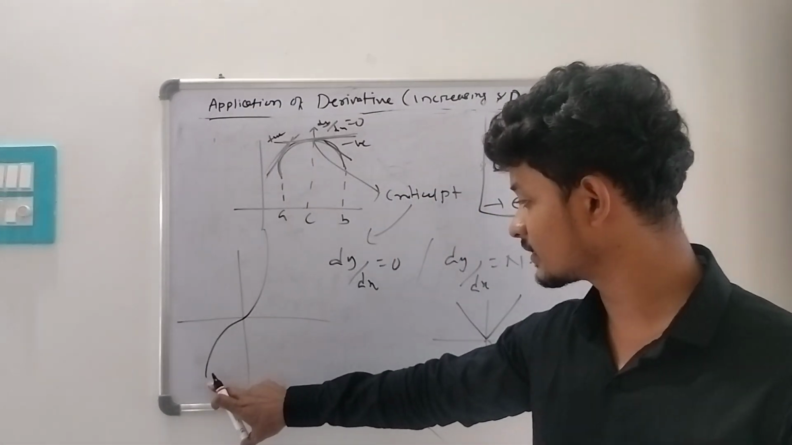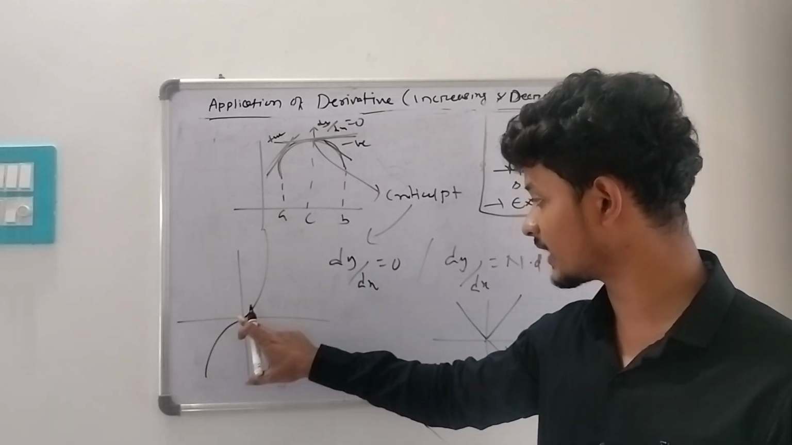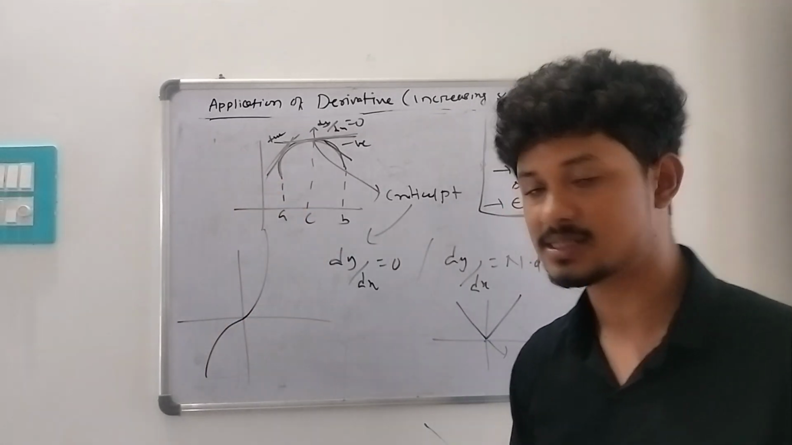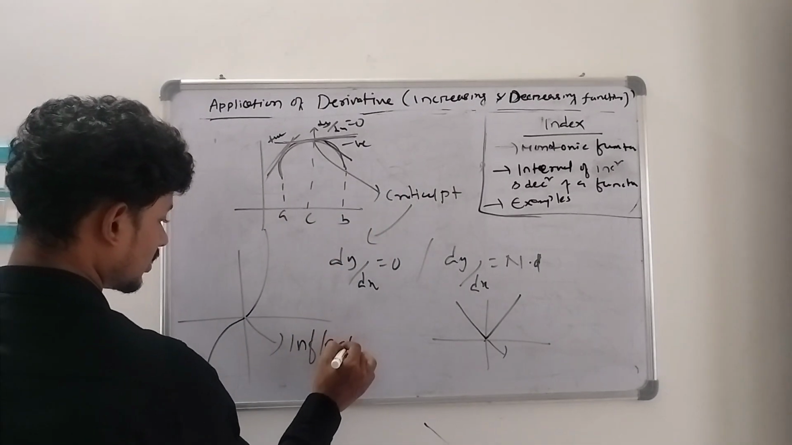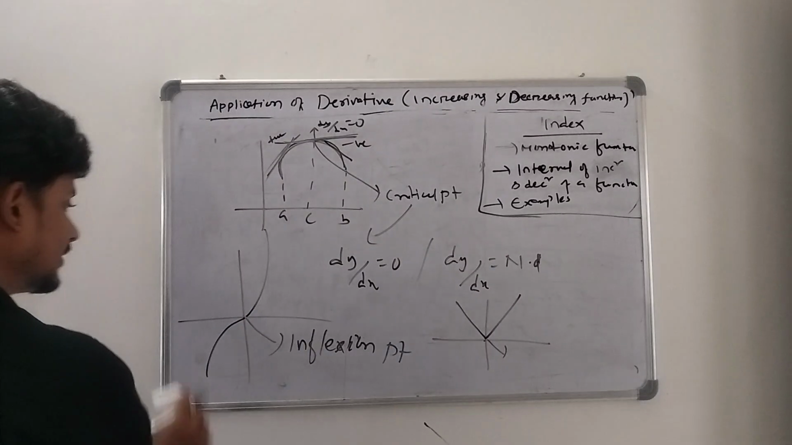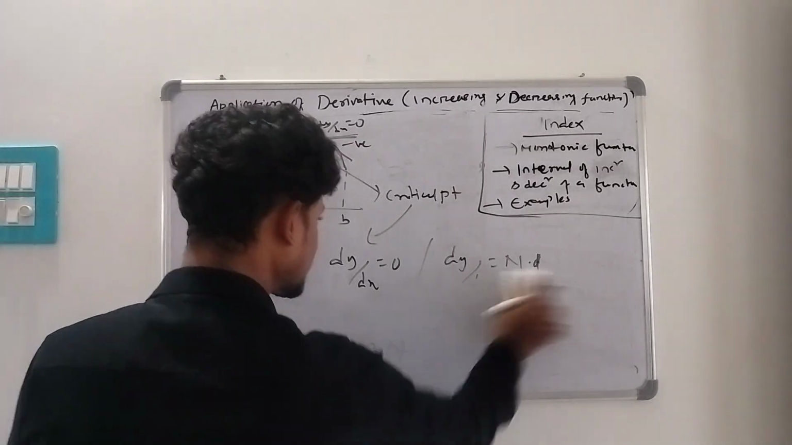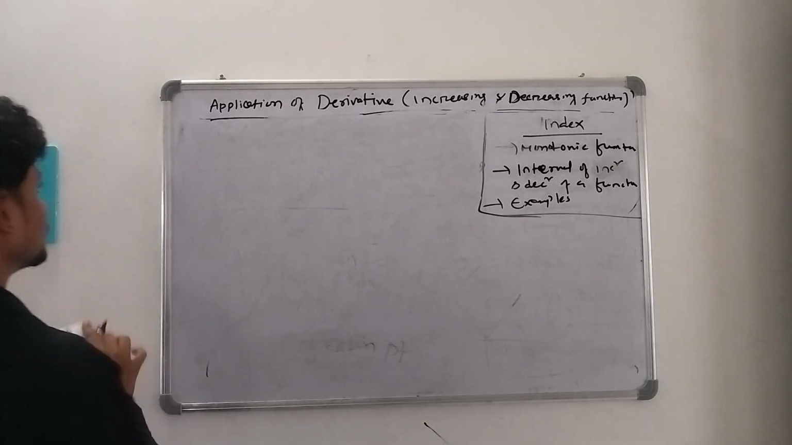Since at 0 the function does not change its nature, it goes on increasing. After 0 it also goes on increasing, and in this case this point is called an inflection point. Now what is the process of finding the interval of increasing and decreasing?